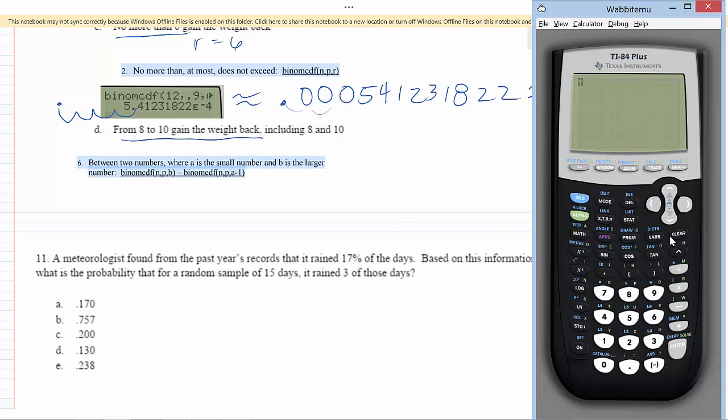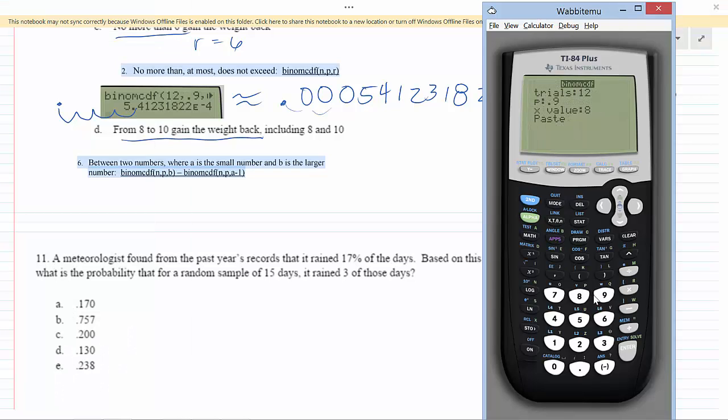So I'm going to do binom CDF, alpha B, 12 trials, probability 0.9, and I'm going to put my larger number in first. Then I'm going to subtract binom CDF with, notice it's not the smaller number, but it's the smaller number minus 1. So instead of putting in 8, I'm going to put in 7. So if you have an older calculator, your input should read binom CDF 12, 0.9, 10 minus binom CDF 12, 0.9, 7.